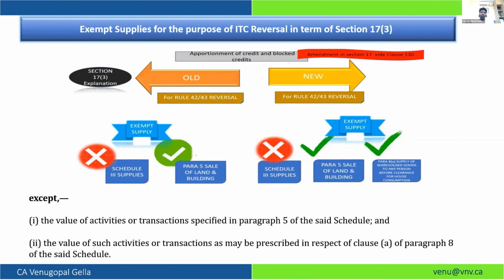Now, to this, one more is added, that is para 8 of Schedule 3. That is, sale of warehoused goods before filing the home consumption bill of entry. That means high sea sales. Now, these two non-GST supplies are required to be added to the exempt supply for the purpose of reversal of common ITC. So para 5 is already there, that is the sale of land and building, and para 8A, sale of warehoused goods before clearing for home consumption, still needs to be added to the exempt supply.